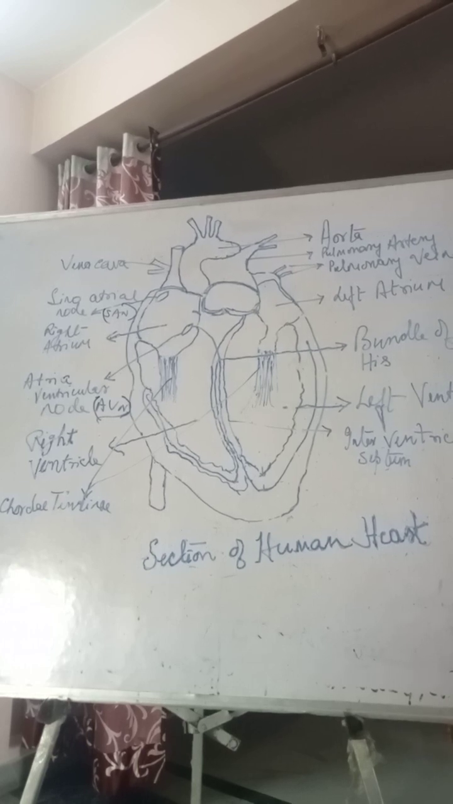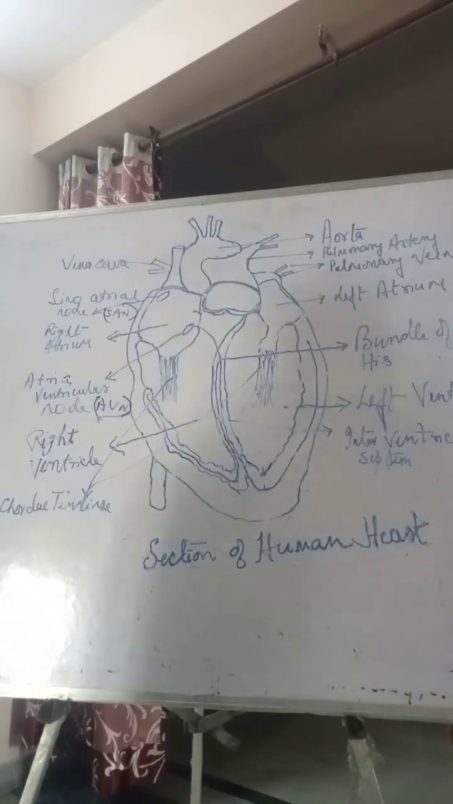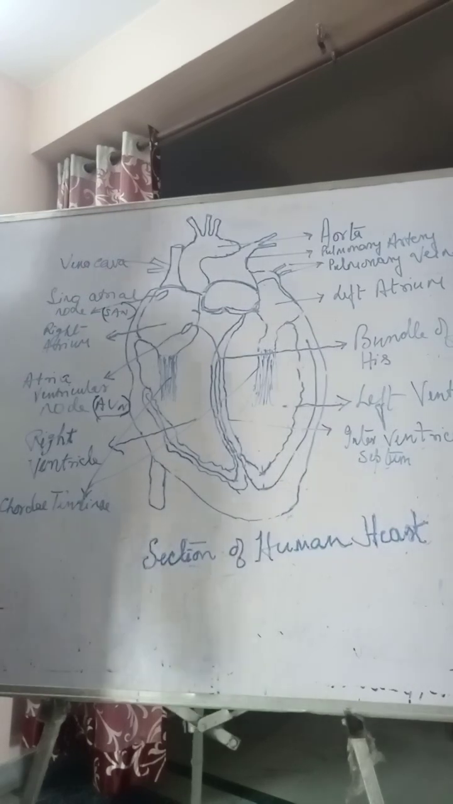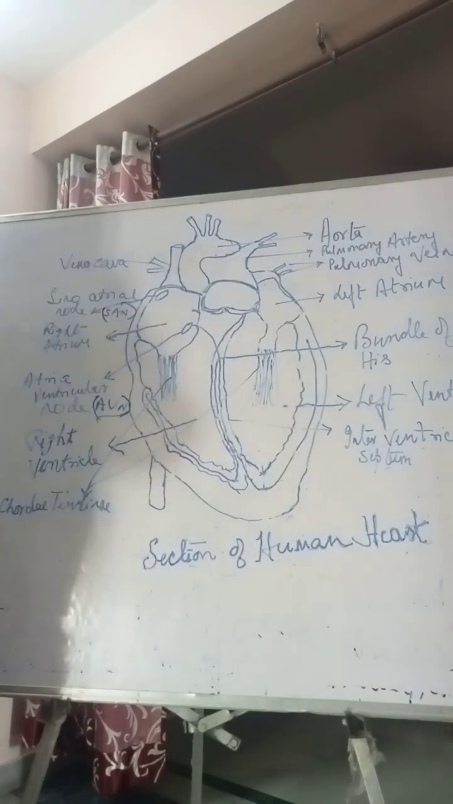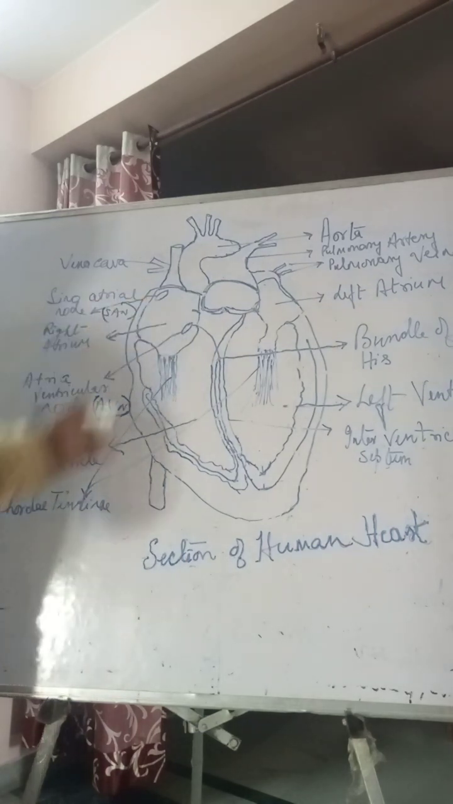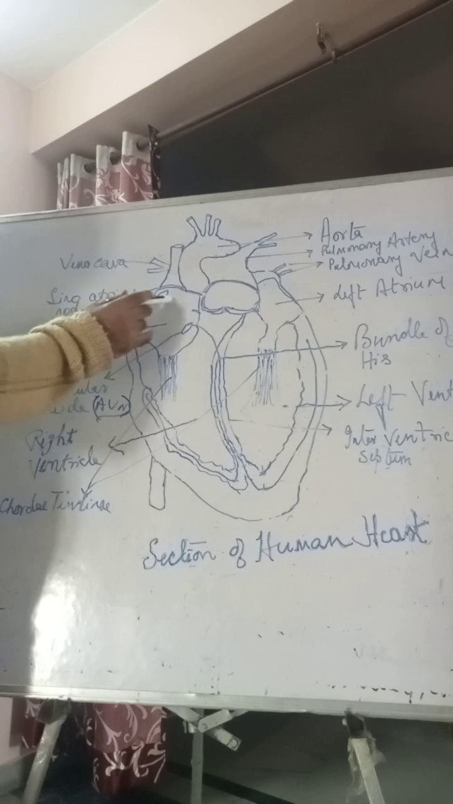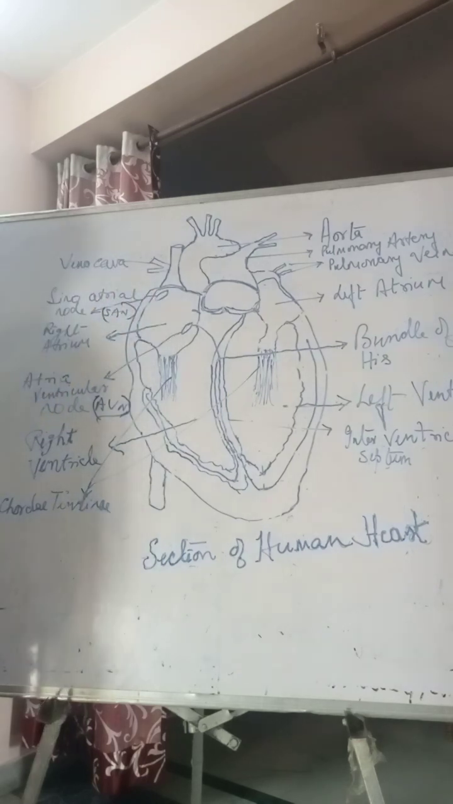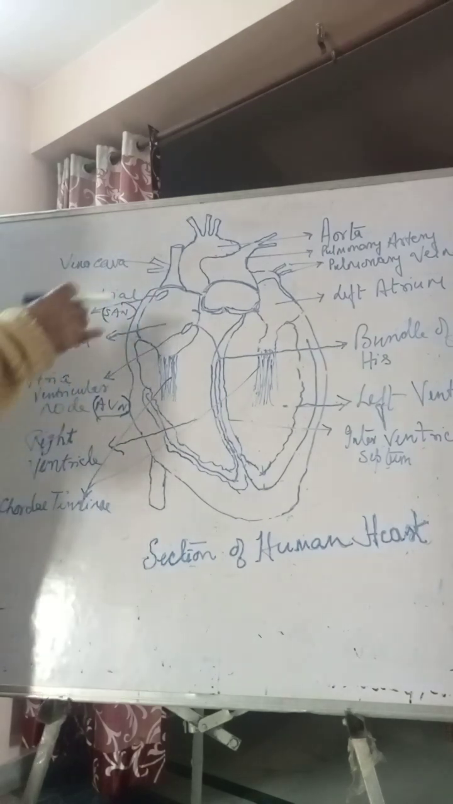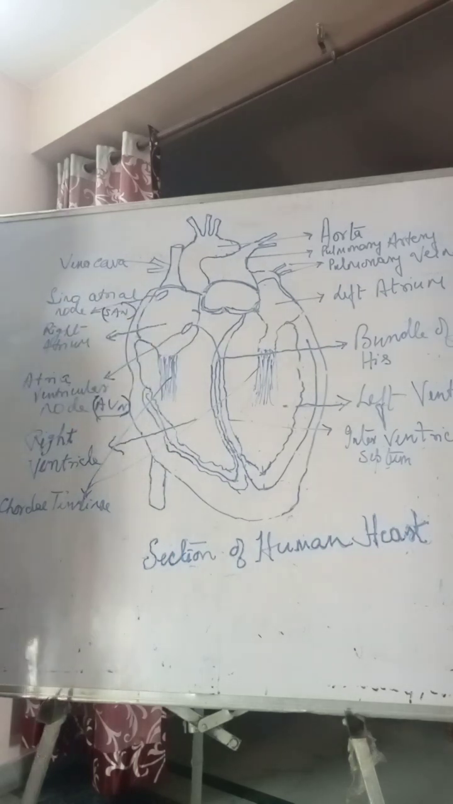So one mass of this special tissue, you can see here at the right top, the upper side of the right auricle. This is SAN, that is the sinoatrial node. This is a node, actually nodal tissue, a mass, which is the sinoatrial node.